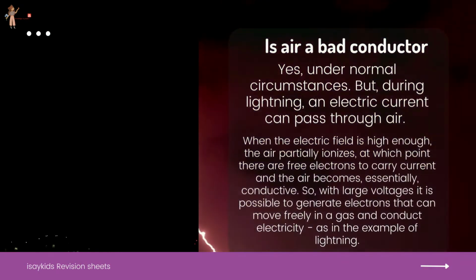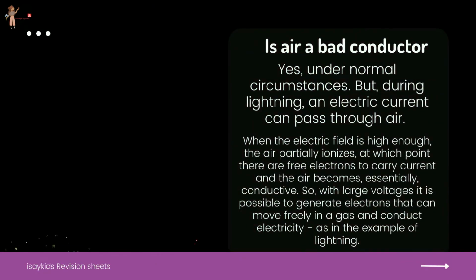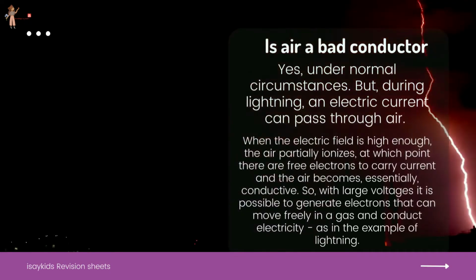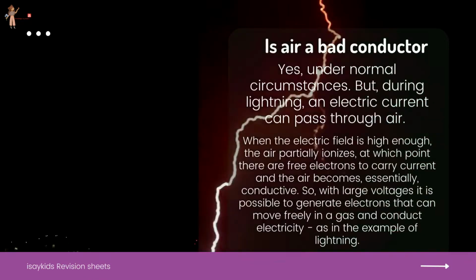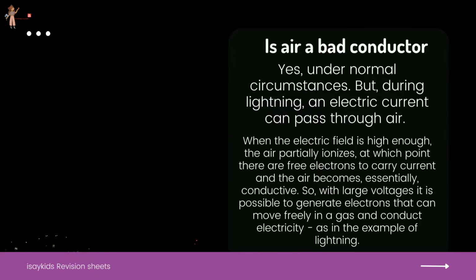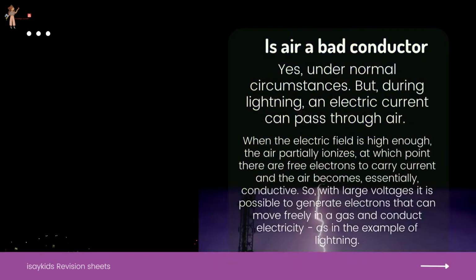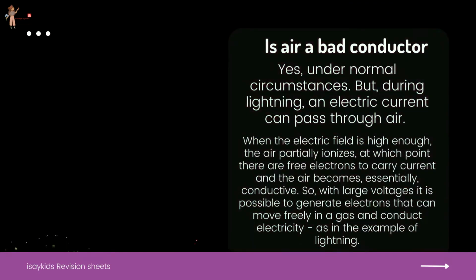Now, is air a bad conductor? Yes, very much under normal circumstances. However, during lightning, an electric current can pass through air. When the electric field is high enough, like in the case of lightning, the air partially ionizes, at which point there are free electrons to carry current and the air becomes essentially conductive. So, with large voltages, it is possible to generate electrons that can move freely in a gas and conduct electricity, as in the example of lightning. So, essentially, all materials can conduct under certain conditions. Therefore, materials are classified as good and bad conductors and not as conductors or insulators.